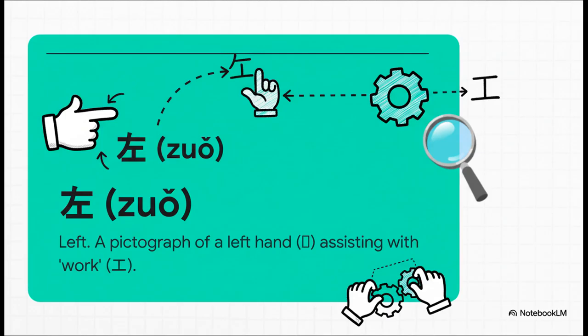Okay, so let's break down zuo first. This character has two parts. The top left element, as you can see, is a pictograph for a left hand. And right below it is the character gong, which means work. Now, here's a really useful mnemonic for you. Think of the left hand as the assisting hand, the one that helps the dominant hand with the work. The helping hand, the work hand. That's how you can remember that zuo is left.